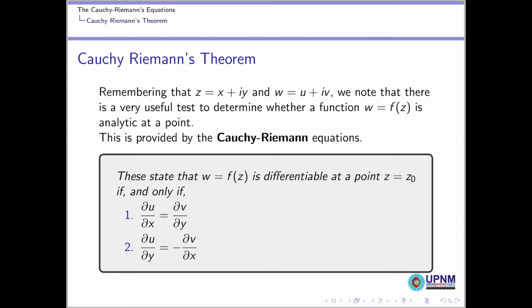We note that there is a very useful test to determine whether a function is analytic at a point based on these two conditions, which is if and only if the partial derivative u_x equals the partial derivative v_y and the partial derivative u_y equals negative partial derivative v_x. The use of if and only if means that if the equations are valid, then the function is differentiable and vice versa.